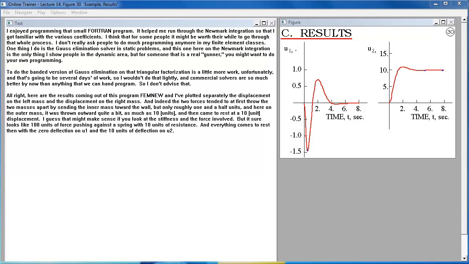I guess that might make sense if you look at the stiffness and the force involved. It sure looks like 100 units of force pushing against a spring with 10 units of resistance. And everything comes to rest then with 0 deflection on U1 and this 10-unit deflection on U2.